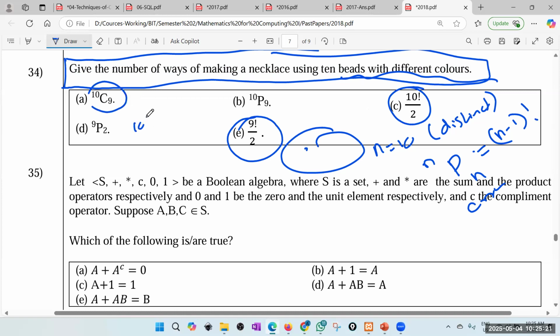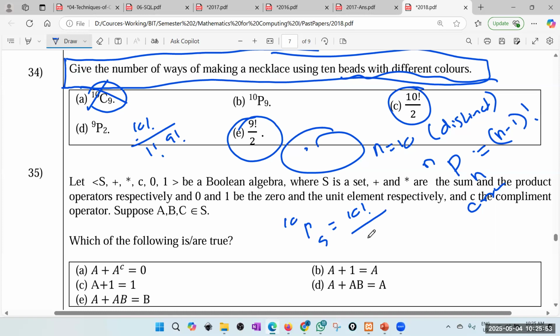That is factorial 10 divided by factorial 10 minus 9. That is factorial 1 divided by factorial 9. That is 10 because 10 and factorial 9. So this is 10. So therefore this is not the answer for me. Then what about 10P9? 10P9 is factorial 10 divided by factorial 10 minus 9. Right? Factorial n divided by factorial n minus r.